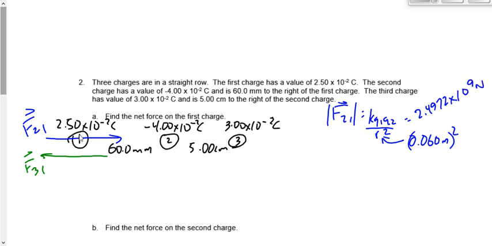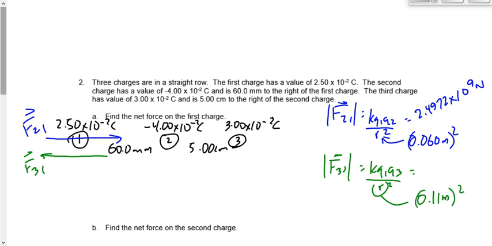Then we're going to solve for F31, which is kQ1Q3 over r squared. Careful with r, especially careful with r this time. What's r going to be this time? 0.06 meters plus 0.05 meters. So you can divide the 60 by 1,000, divide the 5 by 100, because it's in centimeters already. 0.11 meters. And again, don't forget to square that. You do the math there, and that works out to be 5.5723 times 10 to the 8.